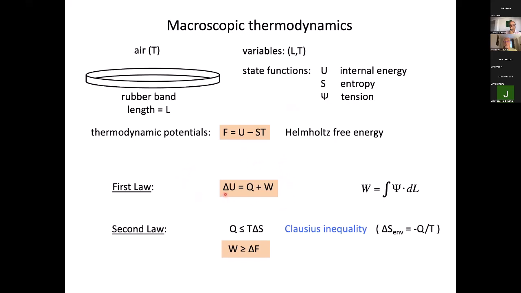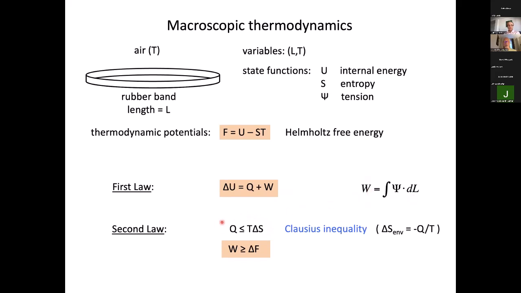The net change in the internal energy of the system when it goes from one equilibrium state to another should be equal to the sum of the heat that is absorbed by the system plus the work that's performed on the system. Either of these quantities can be either positive or negative. And by work here, I mean the mechanical work associated with stretching the rubber band.